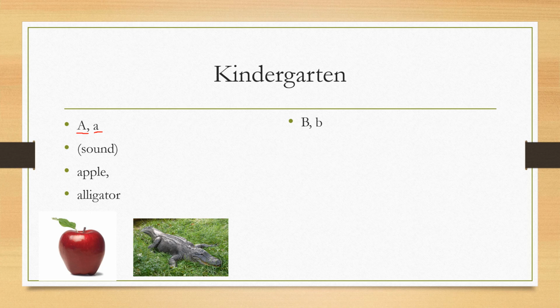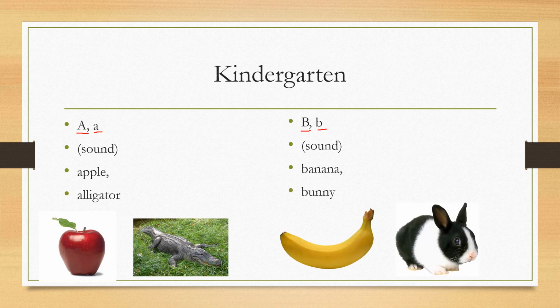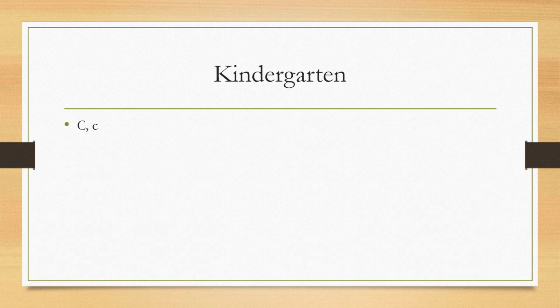Then we have letter B. Letter B has a big letter and a small letter. Letter B says b, b, b. Can you say it with me? B, b, b. It says words like banana and bunny. Banana and bunny. All right.